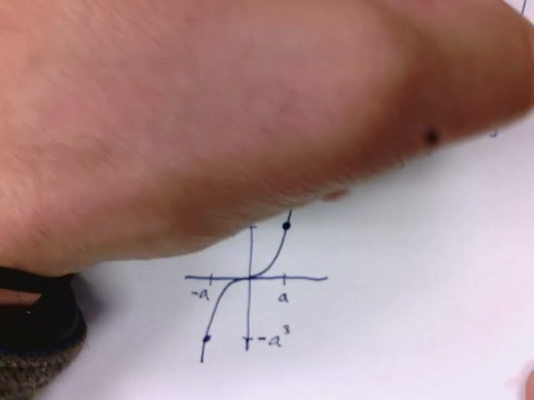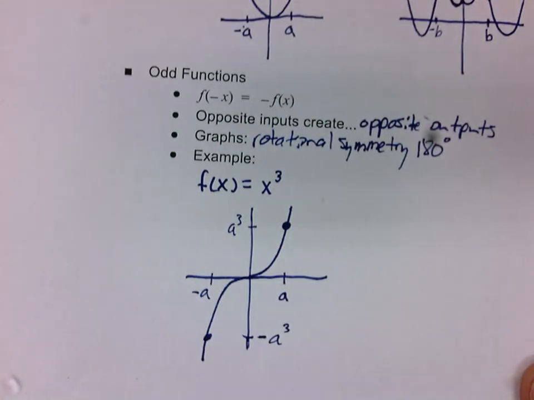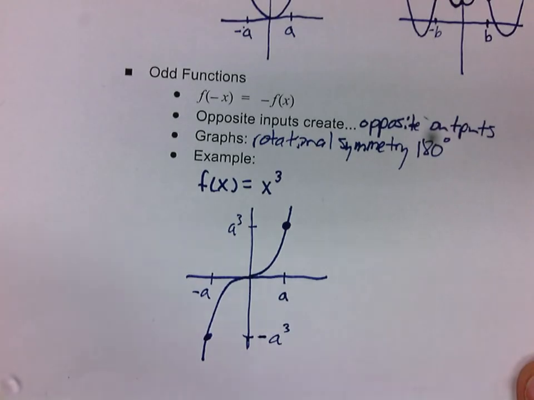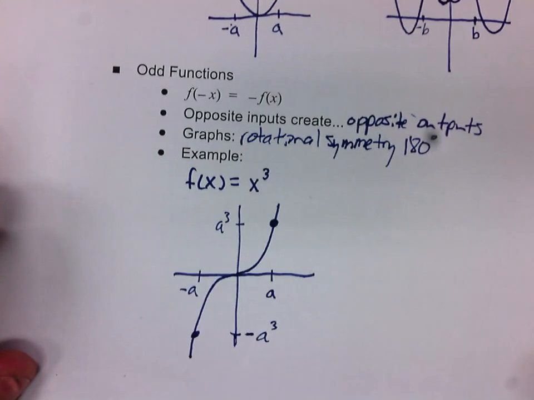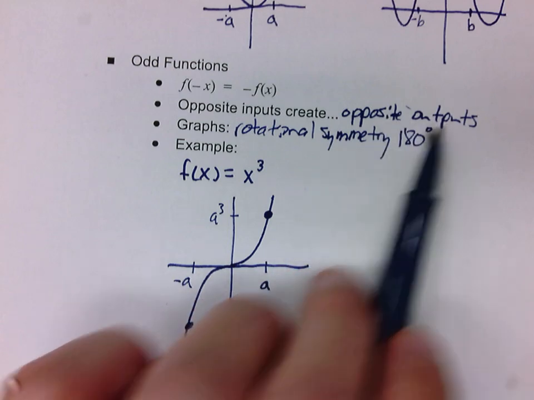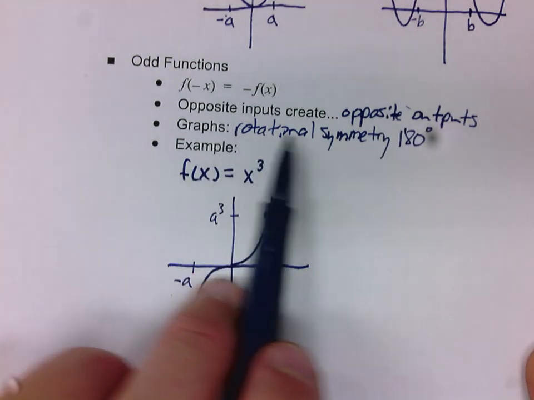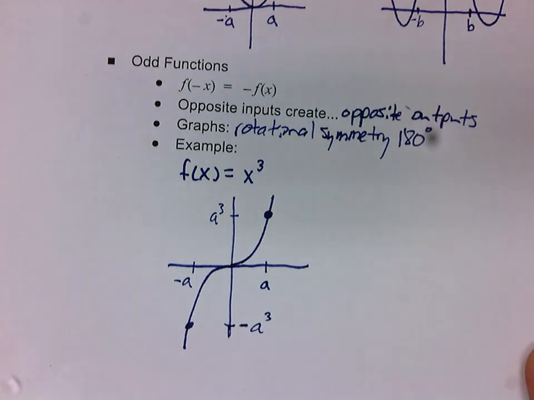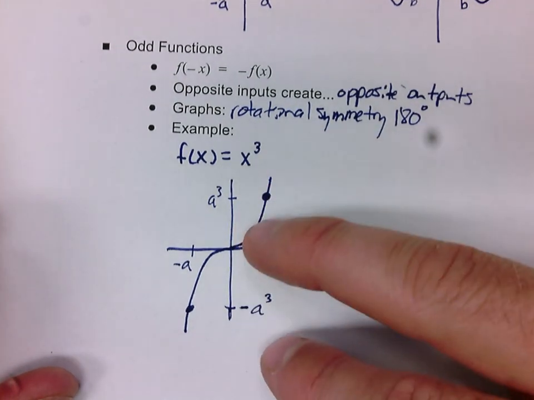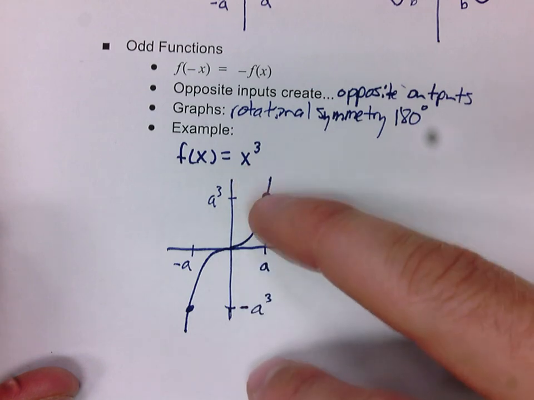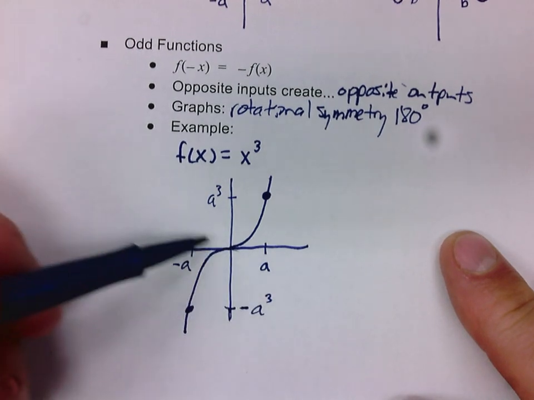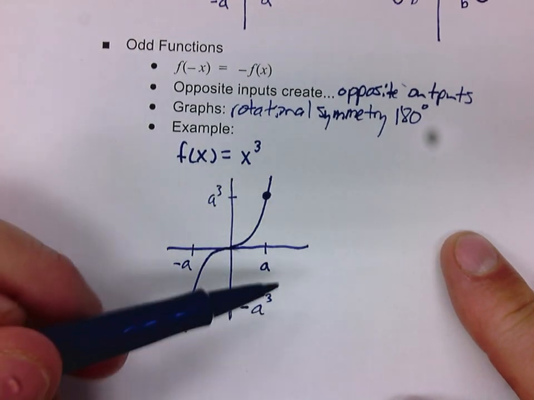Sometimes we specify the amount of rotation. In this case, it's a 180-degree rotation, right? If you rotated this 180 degrees, it would be identical to itself. So again, for odd functions, opposite inputs create opposite outputs. And the characteristic of their graphs is that they have this 180-degree symmetry if you rotate around. That's not to be confused with x-axis symmetry. You could not reflect it across the x-axis and be identical, because that would make it go the other direction, right? So it has to be a rotation.